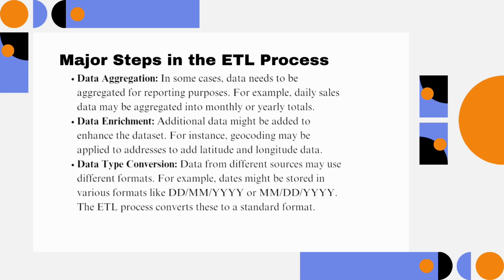Data aggregation. In some cases, data needs to be aggregated for reporting purposes. For example, daily sales data may be aggregated into monthly or yearly totals. Data enrichment. Additional data might be added to enhance the dataset. For instance, geocoding may be applied to addresses to add latitude and longitude data. Data type conversion. Data from different sources may use different formats. For example, dates might be stored in various formats like dd/mm/yyyy or mm/dd/yyyy. The ETL process converts these to a standard format.